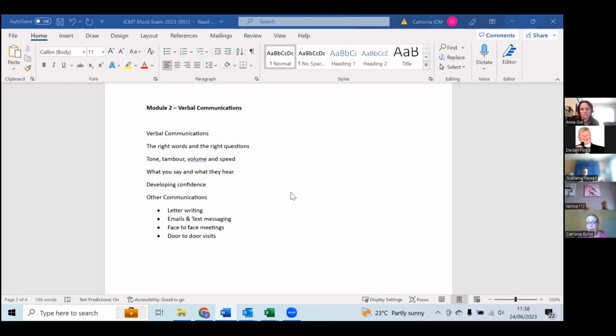But the whole idea around the collection module is building that confidence that you've already got. And it's just increasing that confidence to deal with your customers and get better results. So that's kind of the phone side of things. Now, there may be some of you that don't deal on the phones as much as you would deal with writing letters, emails, text messages, and even face-to-face meetings and door-to-door visits.